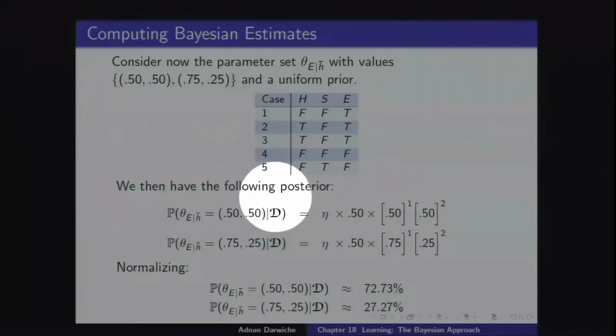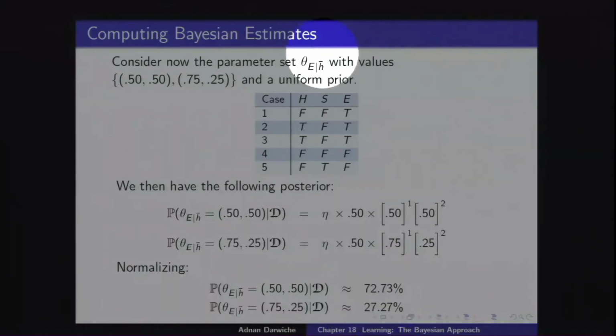Now, what does the second component of this guy refer to here? What is that? E false, correct? And H false. How many? H false and E false, how many? Last two guys, correct? That's this exponent here. Now, the same exponents will appear in the second equation. What's the difference though? The difference is instead of 50 and 50, I'm going to put 75 and 25. That's what's happening here. Okay, that's basically the posterior. You normalize, this is the posterior.